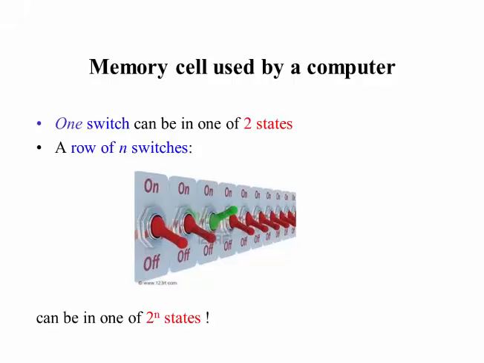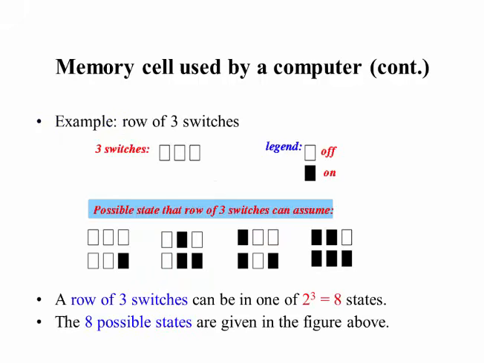A row of n switches, where n is a natural number, can be in one of 2 to the power of n states. Example, row of 3 switches. Our legend is either off, and in this case, our legend is on.